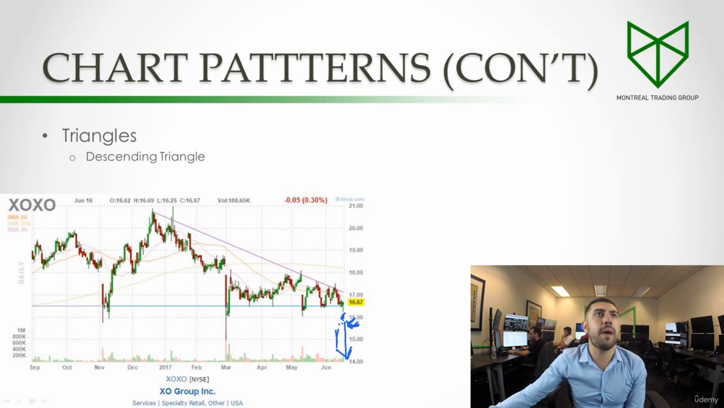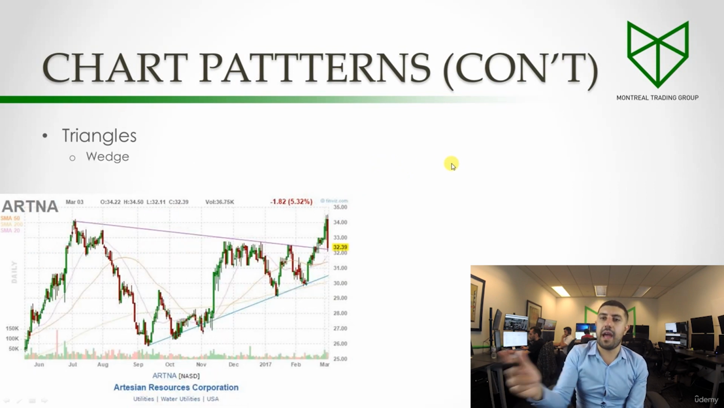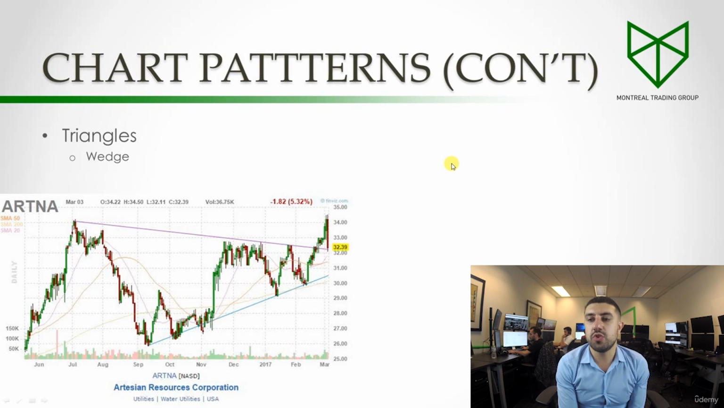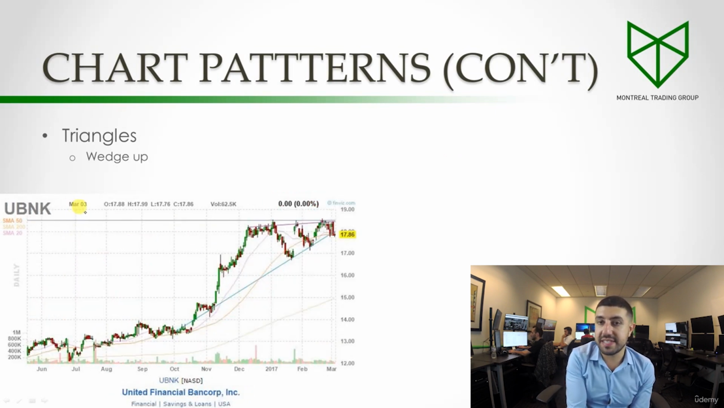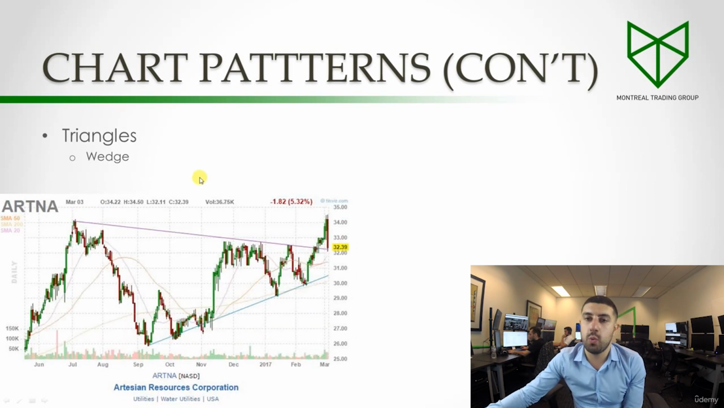Okay. So another pattern. Let me take this one off, and they're all the same, right? So a regular triangle. Okay. So this isn't ascending or descending, and we actually call this one a wedge. Okay. So since it's a triangle, but it's not ascending or descending, we call it a wedge.